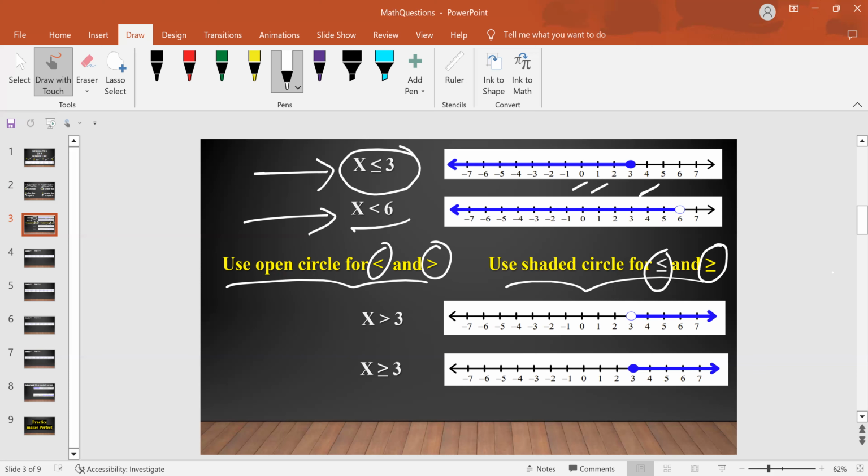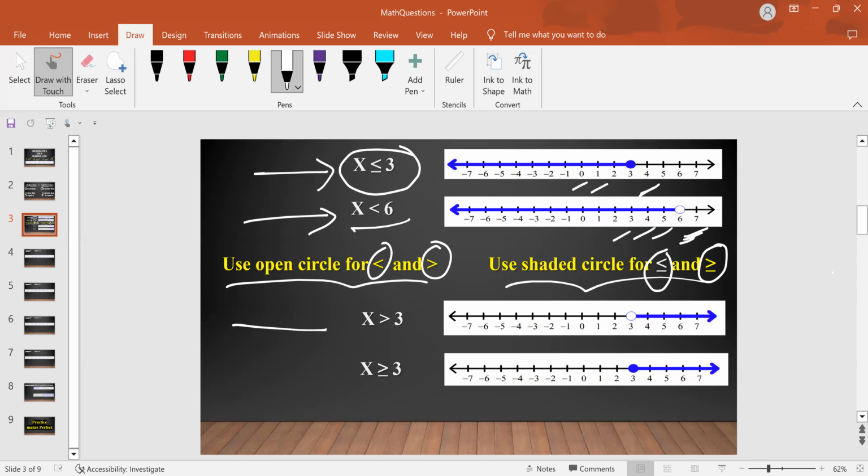Now, for this one, when you say x is less than 6, again, we know that at 6 it's going to be an open circle. But we check around. Suppose I take a 7. Can I say that 7 is smaller than 6, or less than 6? No. So I need to go to the other side. If I check with a 5, is 5 less than 6? Yes. Is 4 less than 6? Yes. Is 3 less than 6? Yes. So this is telling you that your arrow has to go to the left side.